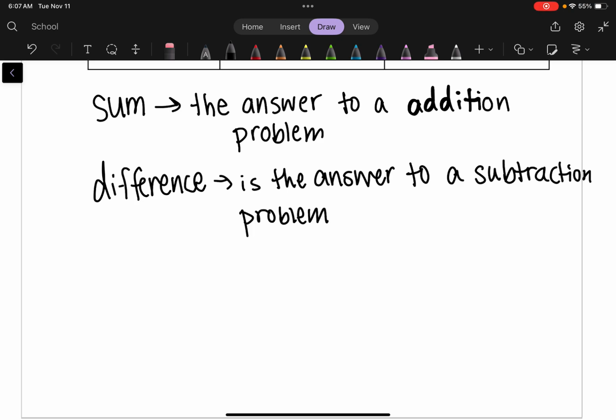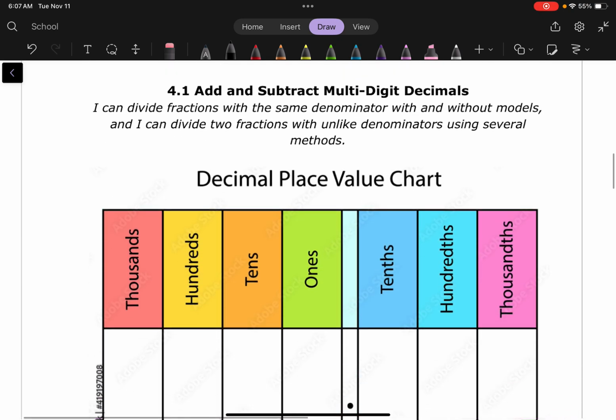Okay, let's move on. So the first thing for 4.1 is we are adding and subtracting multi-digit decimals. So the goal for this chapter is that by the end of it, we can divide fractions. I didn't change that. That should be changed on your paper. The goal is that we can add and subtract multi-digit decimals with or without a model.